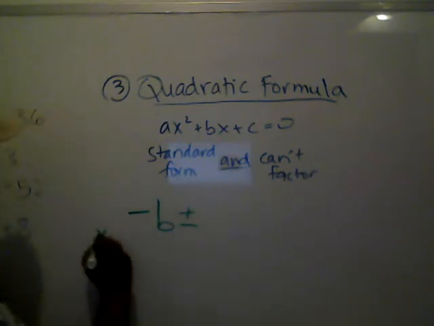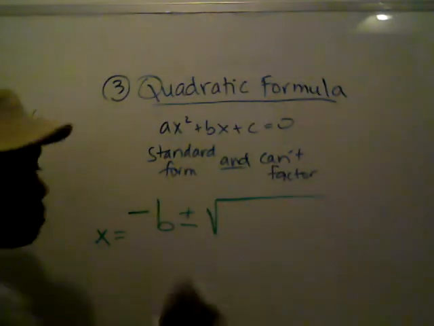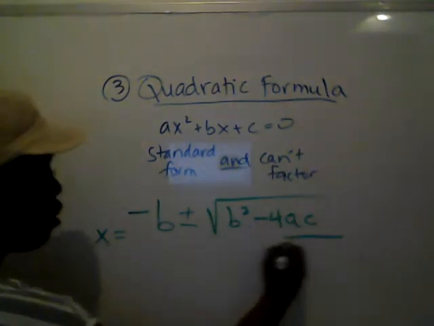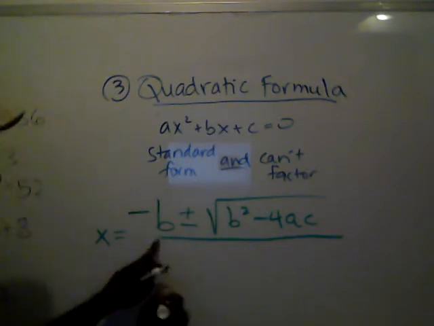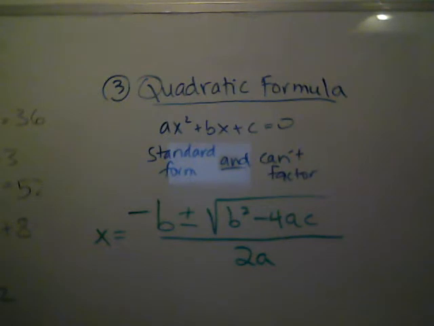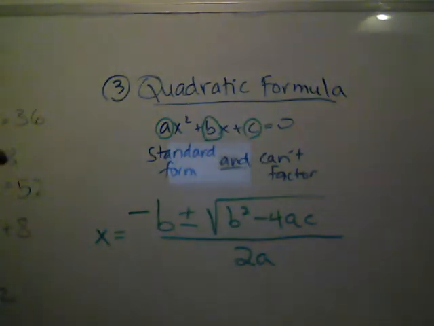Now, the quadratic formula is x equals negative b plus or minus the square root of b squared minus 4ac, all over, now the division bar goes all the way over to this part here, 2a. Okay? All right, and a is the number in front of the x squared, b is the number in front of the x, and c is just the number that does not have a variable.